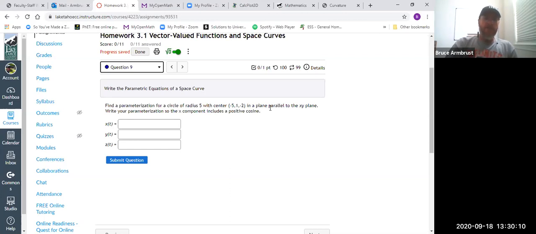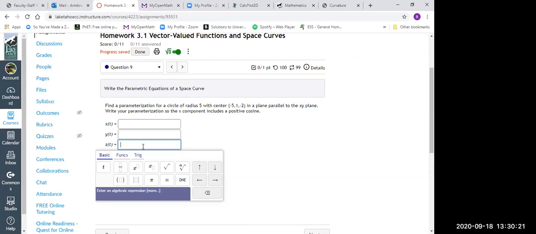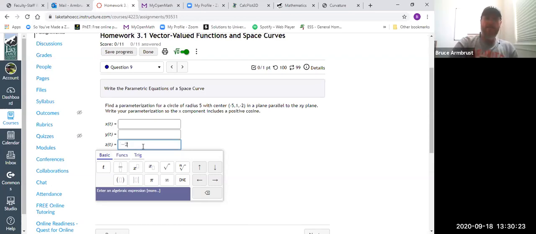All right, so I'm actually going to start with the easiest one, and that's Z. What is Z going to have to be? -2. Yeah, that's just going to be -2. And that's because we're in that plane. The XY plane is Z equals 0. So if we're parallel to that, it's going to be Z equals wherever we happen to be. All right, so that's the easy part. So now let's talk about that circle.